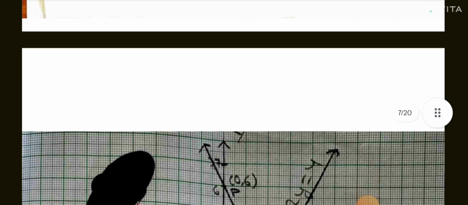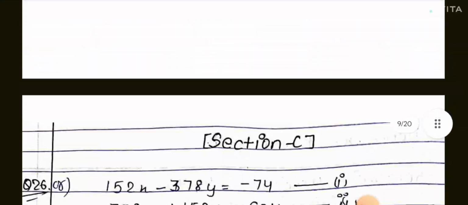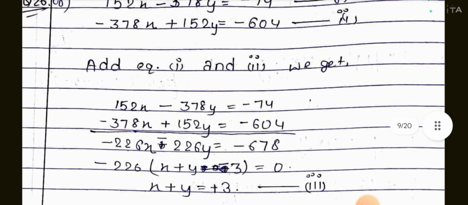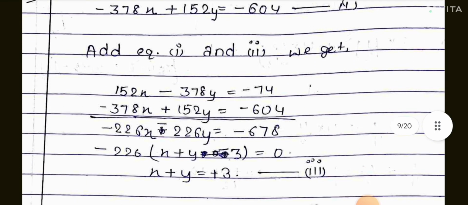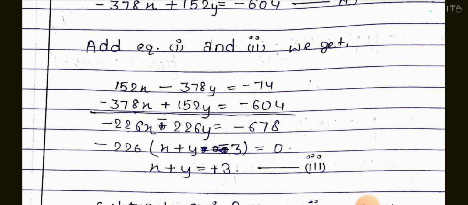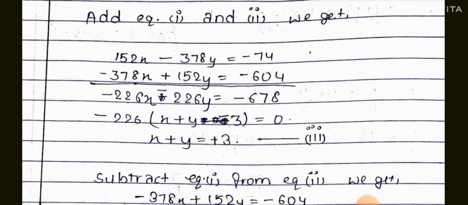First, here are the two equations. We can solve them by two different methods, the elimination method or the substitution method. Here we add equation 1 and 2. By adding, we get minus 226x minus 226y equal to minus 678. If we take minus 226 common, it becomes the equation x plus y equal to 3.